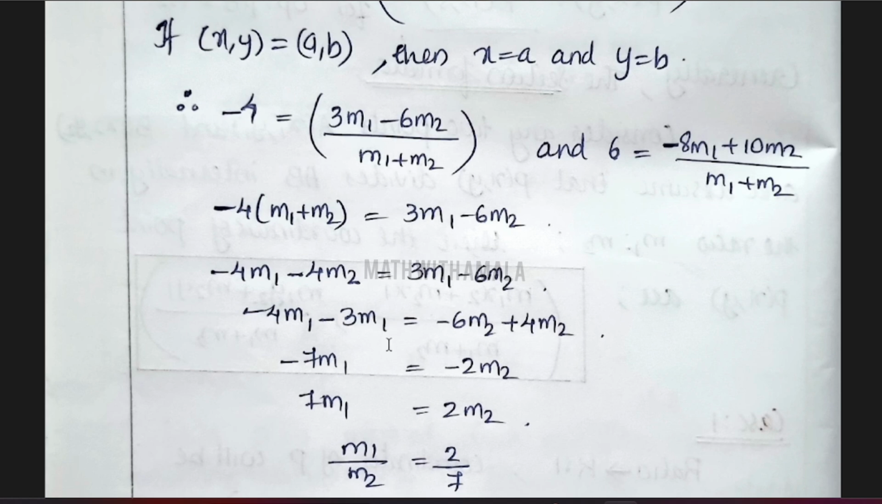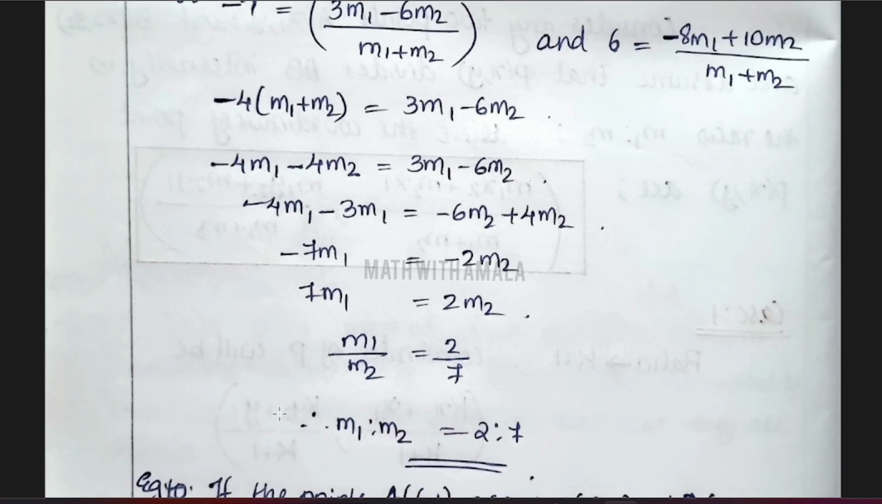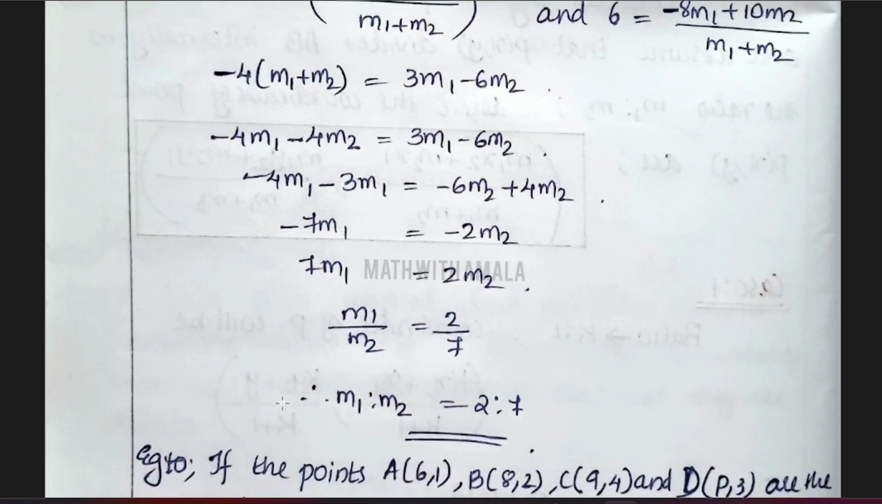Now take the variables together. M1 by m2 is equal to 2 by 7. You got that the ratio m1 is to m2 is equal to 2 by 7. We can find the same by using the next section also, of 6 equal to minus 8 m1 and so on. Okay, so the ratio is 2 is to 7.